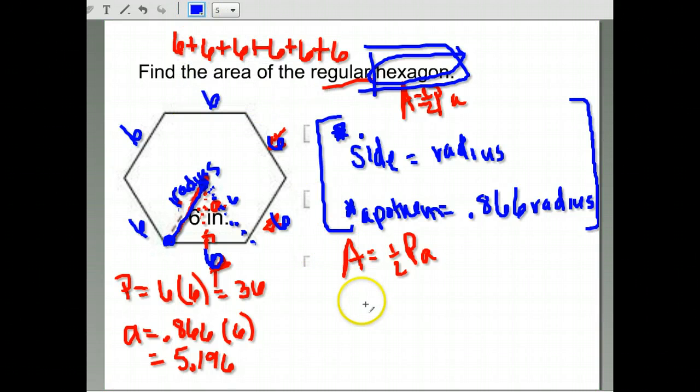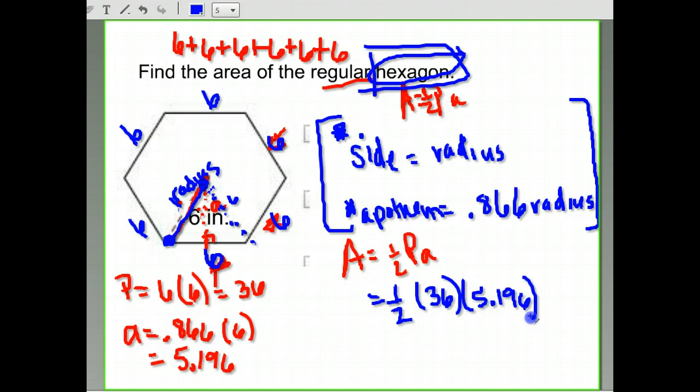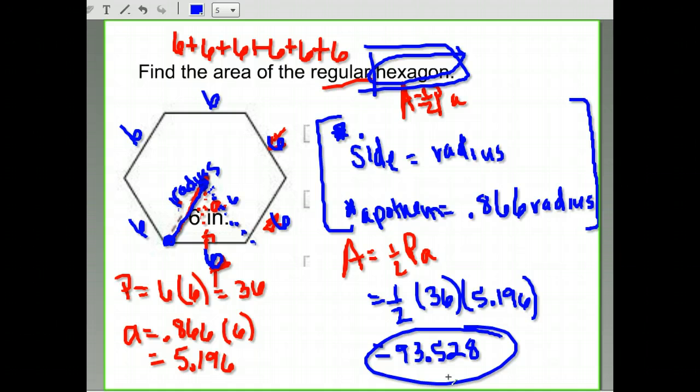Alright, so now I have all of my parts. I have my perimeter and my apothem, so I can find the area. It's going to be 1/2 of the perimeter, which was 36, times the apothem, 5.196. And we put that all together. We get 93.528. They may ask you to round that off to a specific number, but for now I'm going to leave it as big as I can.